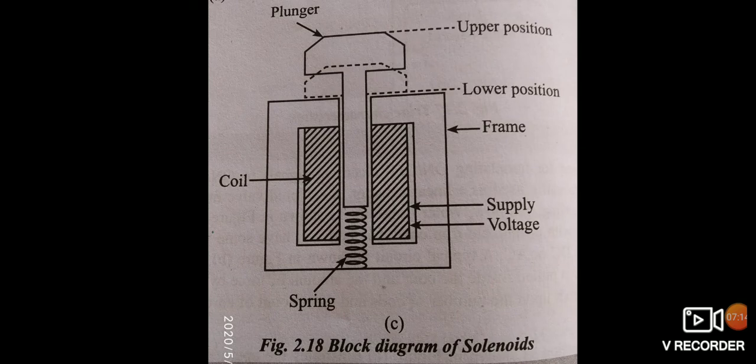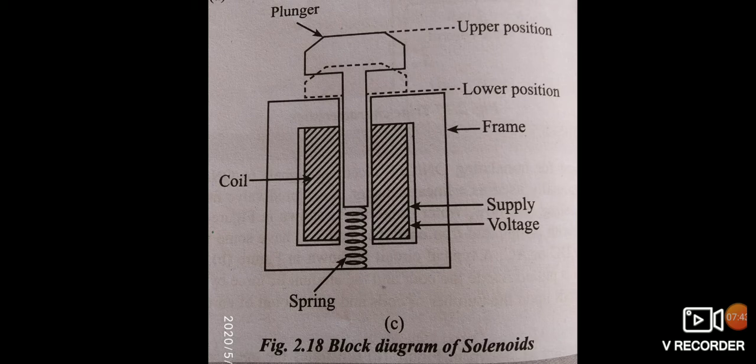Now, the solenoids. The solenoid is used for translating on or off electrical signals to on or off mechanical movements and is normally used as a linear actuator. A solenoid valve finds application in control of room heating, gas flow, water flow, etc.